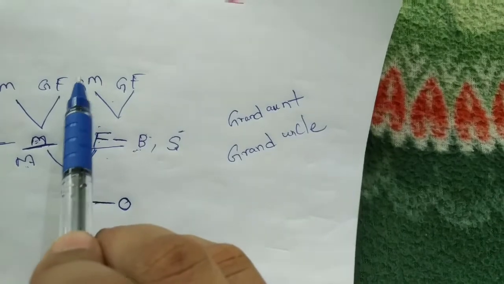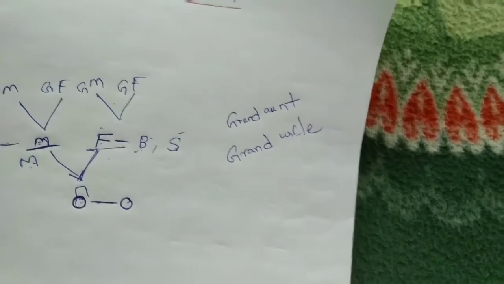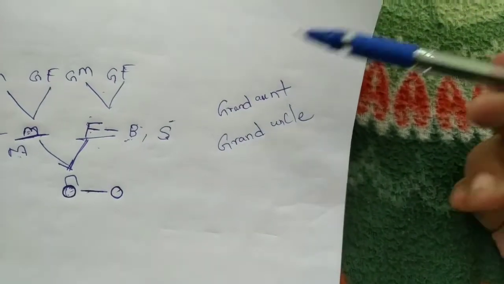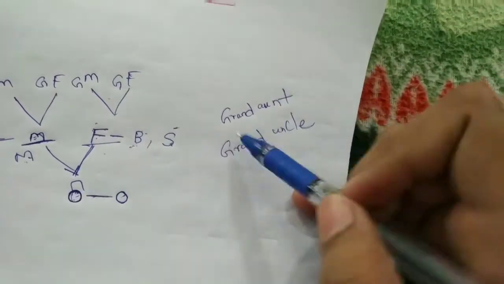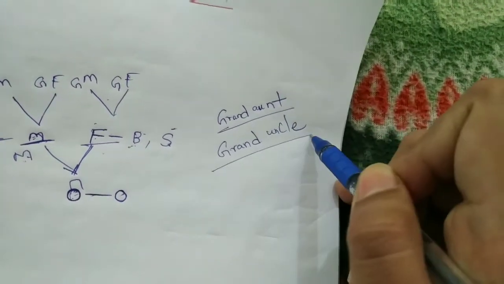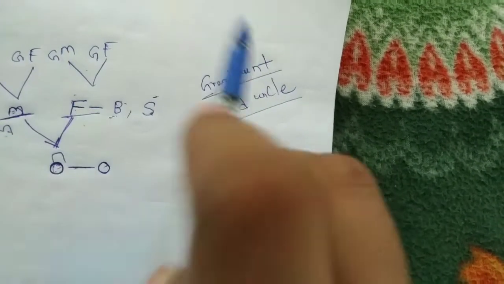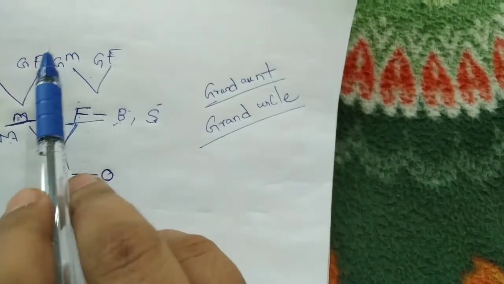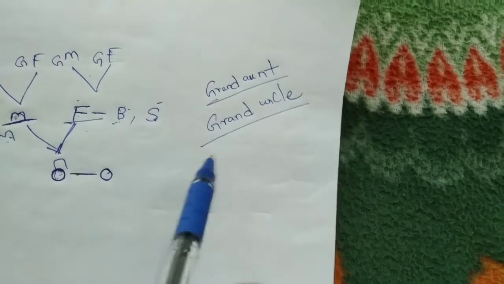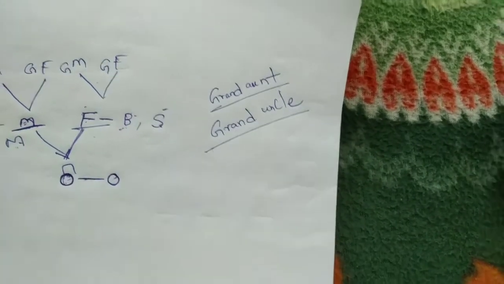See, if the grandmother or grandfather have brother and sister, they are related to this girl as grand aunt and grand uncle. Got it? The sister we call grand aunt. The brother we call grand uncle.